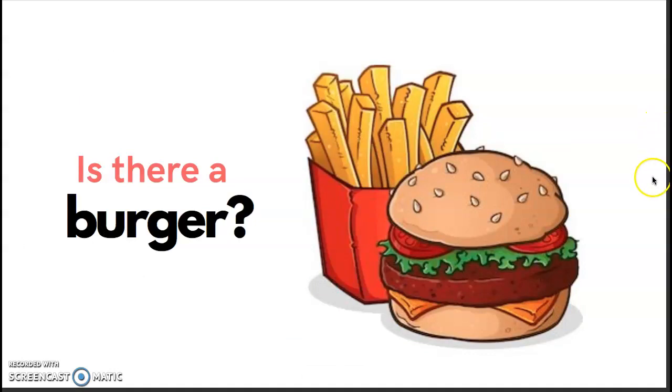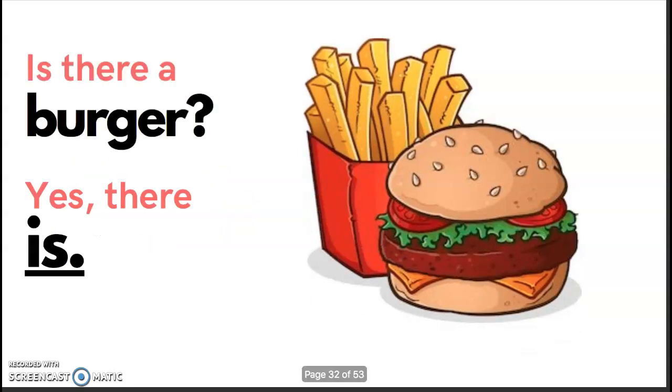Is there a burger? Is this singular or plural? Singular, because we see a here. Is there a burger? What do you think? Yes, there is. Very good. And again, we have the same words. Is there? There is.